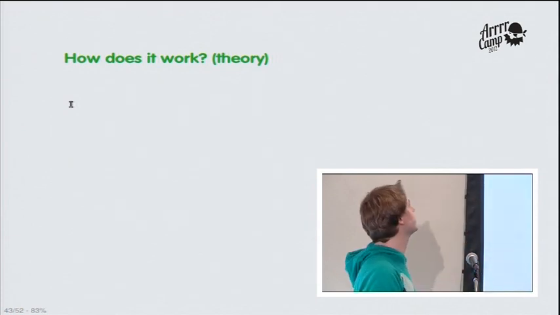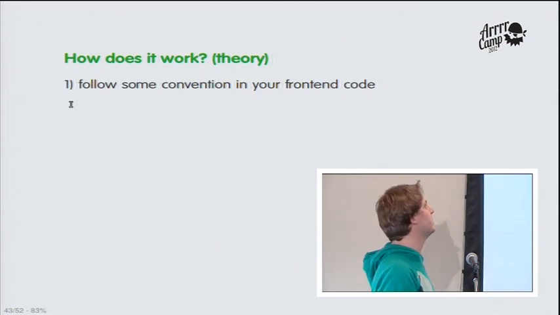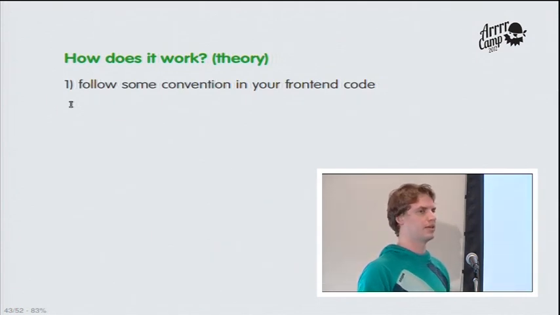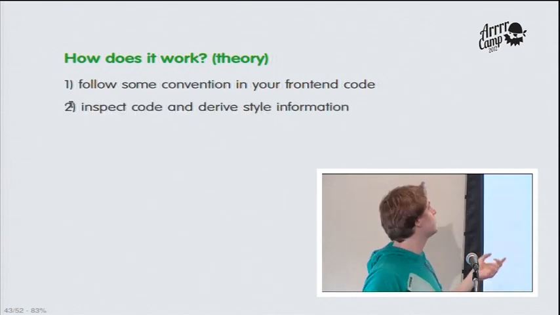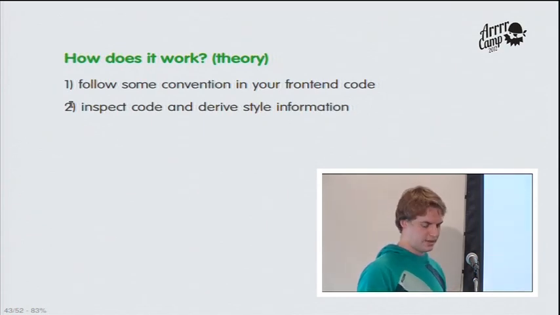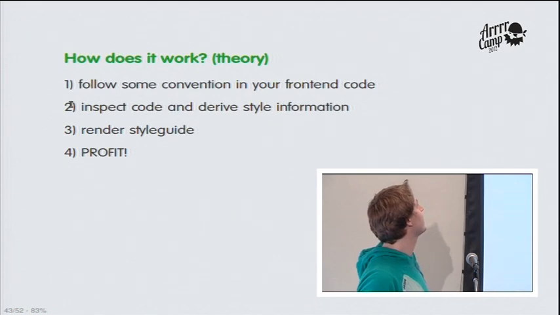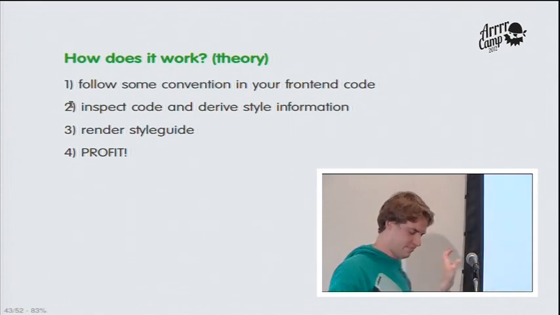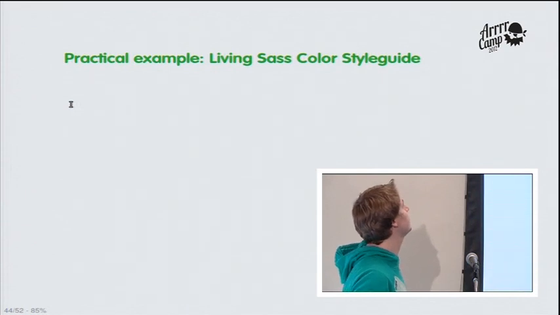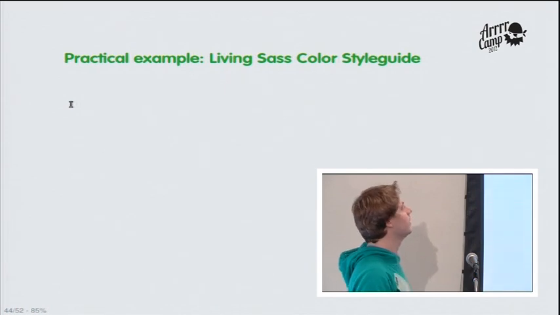How do we do this living style guide thing? The first step is always that we have to follow some sort of convention in our front-end code. So in the second step we can inspect the code and expect certain things to be in a certain place, derive the style information from them, and then render the style guide and profit. So this is just the theory part, pretty theoretical. So let's have one practical example that the SMURF gem can do today.